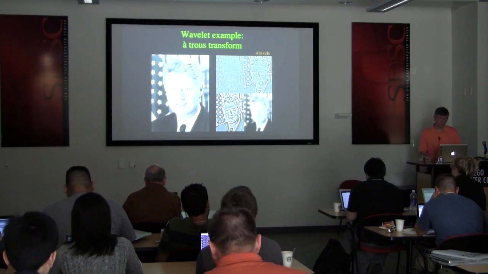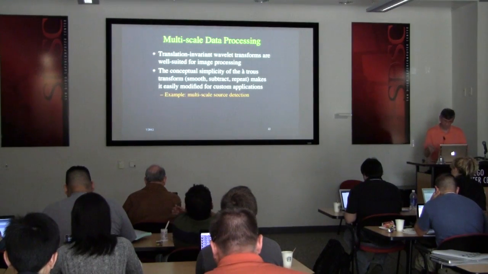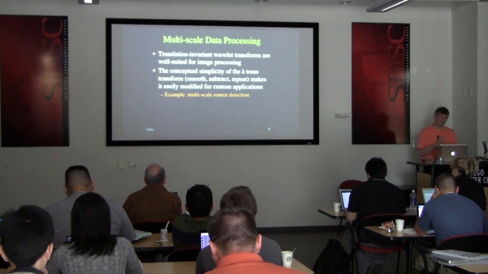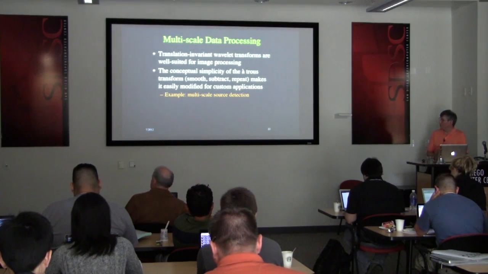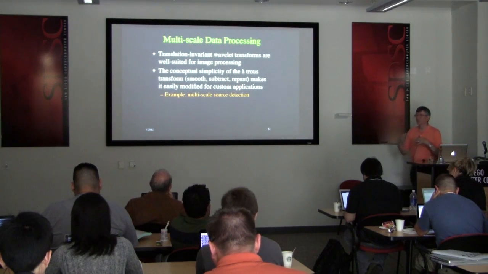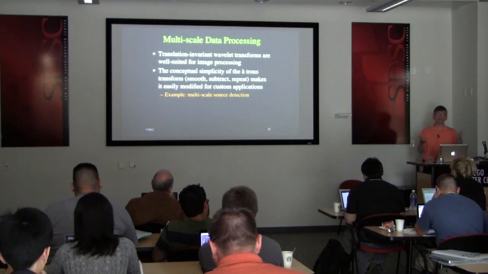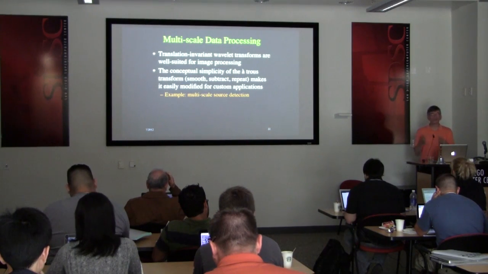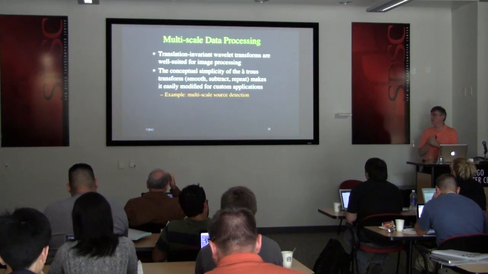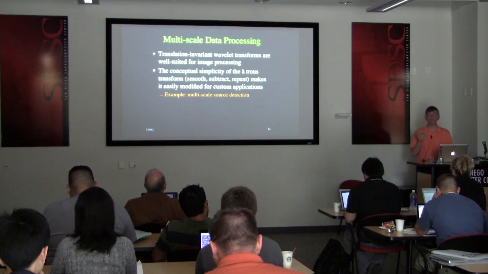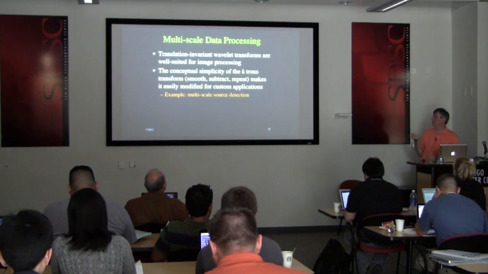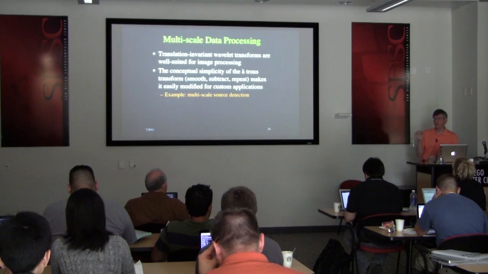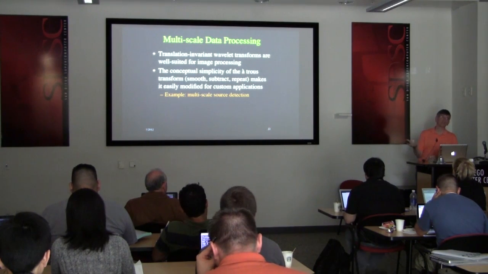So very simple to implement this, but it has a lot of handy characteristics. And one of the nice things about the transform is conceptually, because all you're doing is smoothing the image, taking a difference, and using that difference image, it's easy to fiddle with that algorithm for your particular application. If you have something that you want to do, for instance, one of the things that I want to do with this transform, or with wavelet transforms in general, is do multi-resolution, multi-scale source detection.